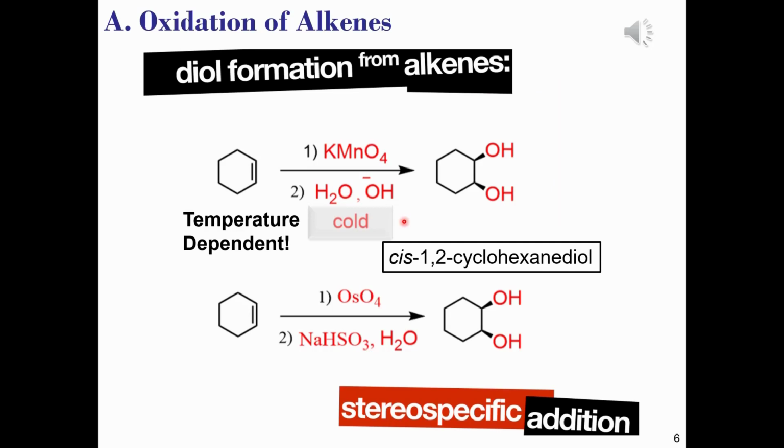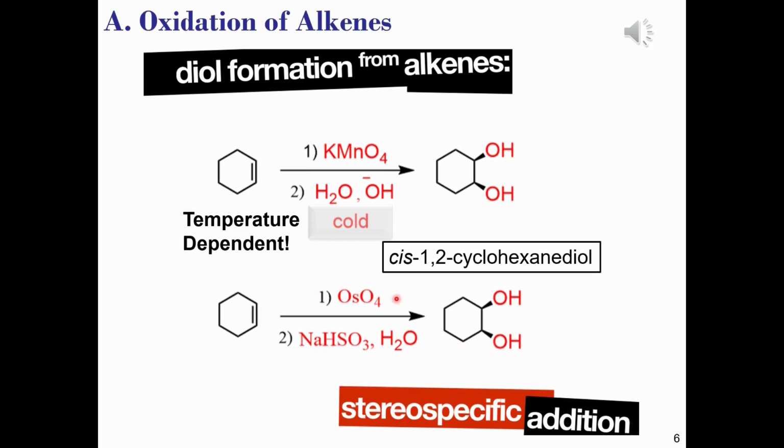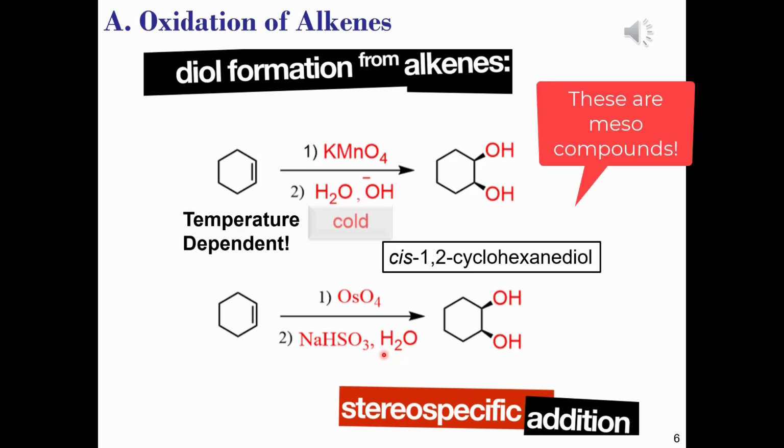In the second reaction, the same result is achieved, but osmium tetroxide is used as the oxidizing agent in the first step, and this is followed by a second step which uses an aqueous sodium bisulfite workup. Whichever reaction you use, enantiomers of these are possible. That means that you will end up with a racemic mixture. However, don't forget about the possibility of meso compounds.